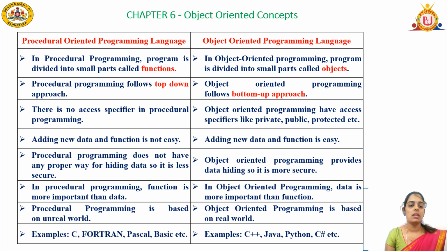Procedural programming is based on the unreal world, whereas object-oriented programming is based on real world applications. The examples for procedural-oriented programming are C, Fortran, Pascal, Basic, etc. Whereas in case of object-oriented programming languages, the different examples are C++, Java, Python, C#, etc.